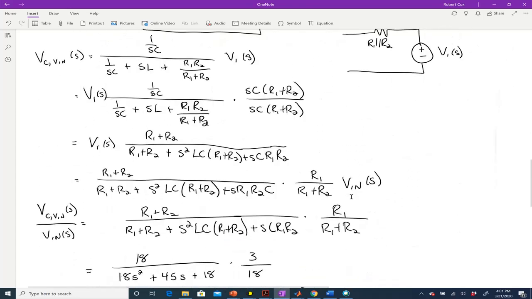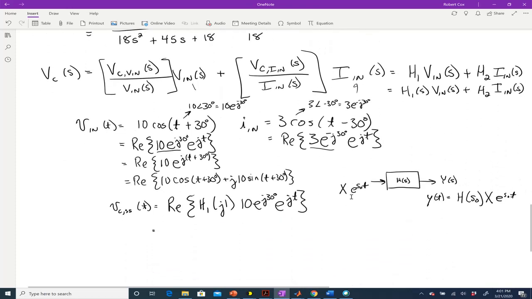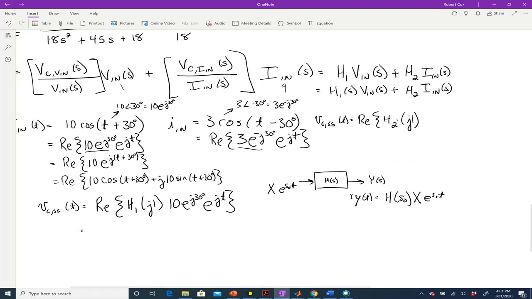Now, similarly, for this guy, I would have that v sub c steady state from this guy would be equal to the real part of, in this case, h2 of j1 times 3e to the minus j 30 degrees times e to the jt. So to solve this, I need to know what h2 is at j1.